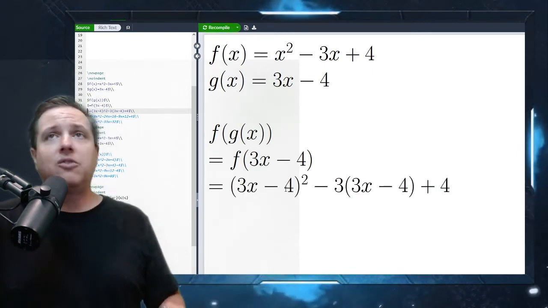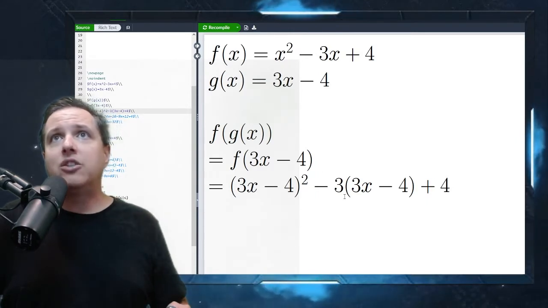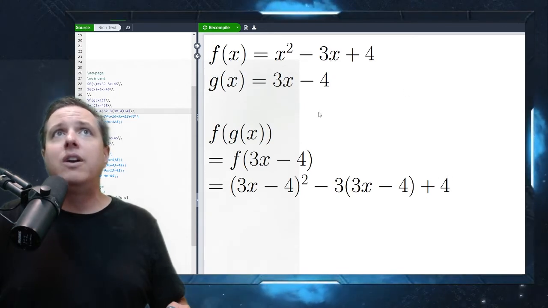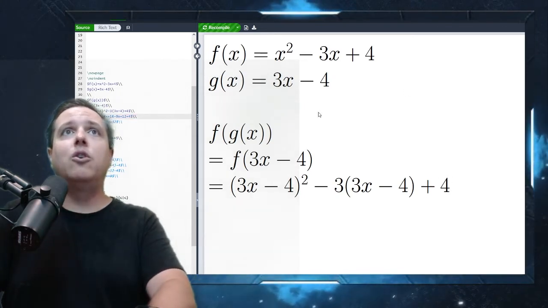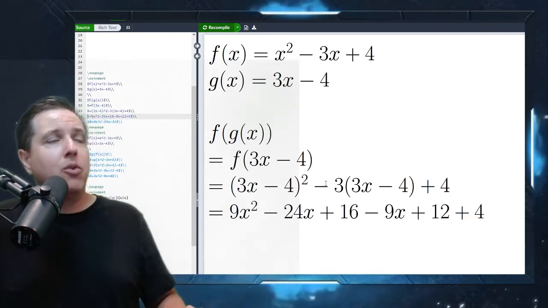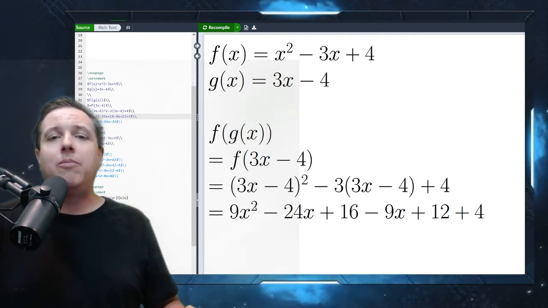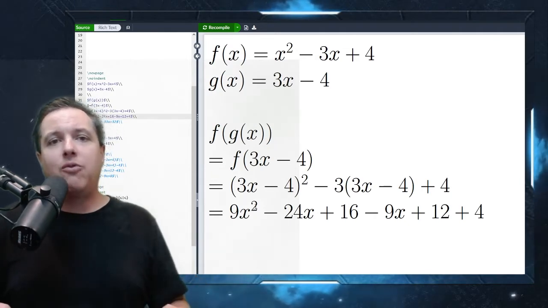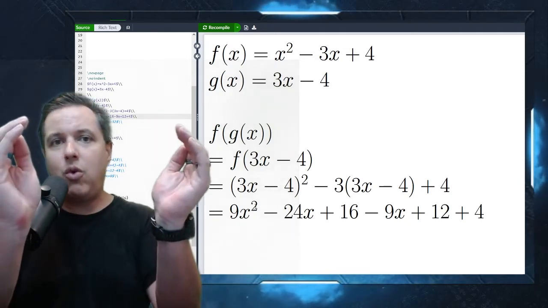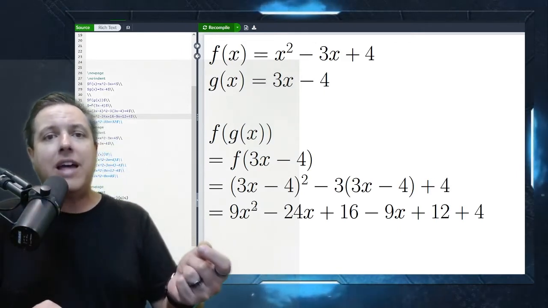We get 3x minus 4, our input, squared. That's from this x squared term. Minus 3 times our input, that's from the second term, and then plus 4, that's from the last piece. So now we just have to go through and simplify all of it. Remember with this piece, this does not just become 9x squared and 16, because where does this 24x come from? Remember, 3x minus 4 squared is really 3x minus 4 quantity times 3x minus 4 quantity. In other words, you have to FOIL that out.